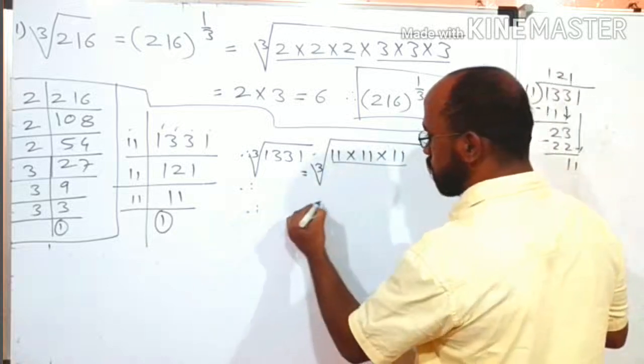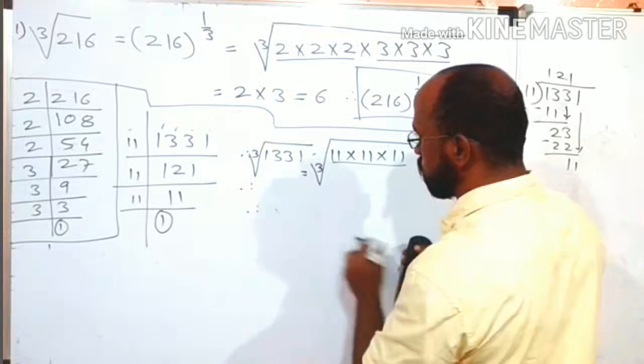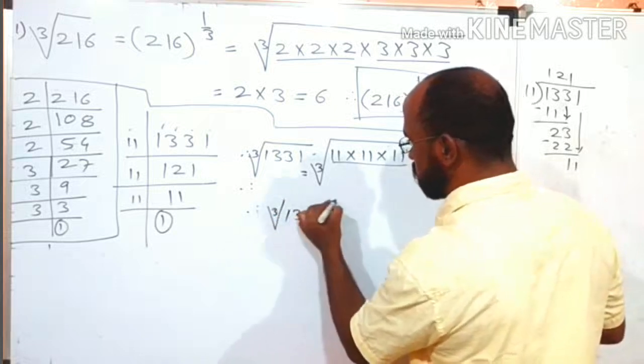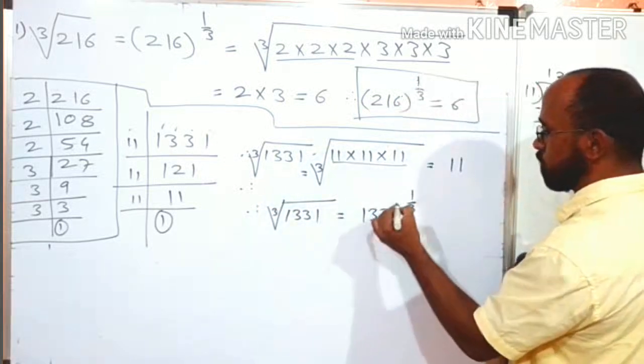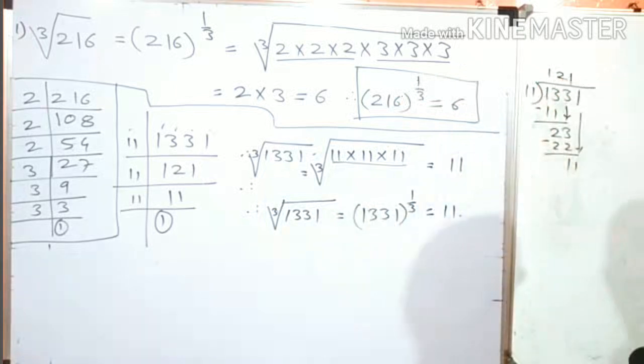Therefore, the cube root of 1331, which is nothing but 1331 raised to 1 upon 3, is equal to 11. Clear, friends?